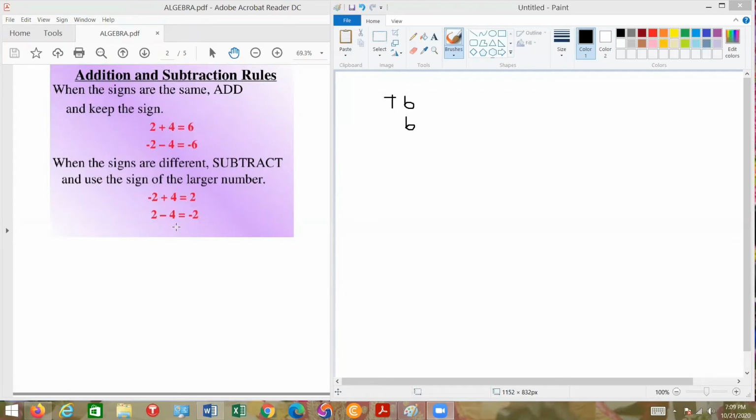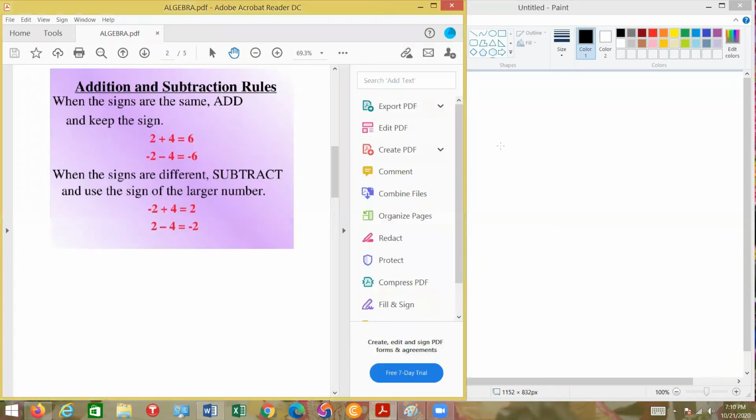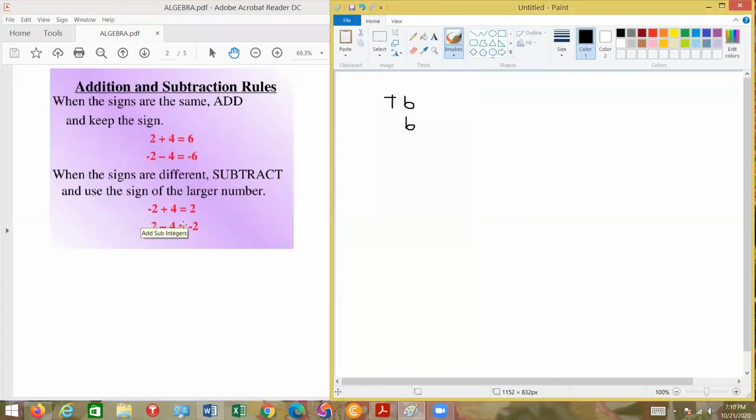Looking at the second example, you have 2 minus 4 is equal to minus 2. This here is positive, this here is negative. Unlike signs again, and the rule told us when we have unlike signs, we subtract. When we subtract, we get 2 as the answer. If I want to know what sign my answer is going to have, I just look for the number that's bigger, which is 4. The sign in front of it is negative. That is how I know my answer is going to be negative 2.